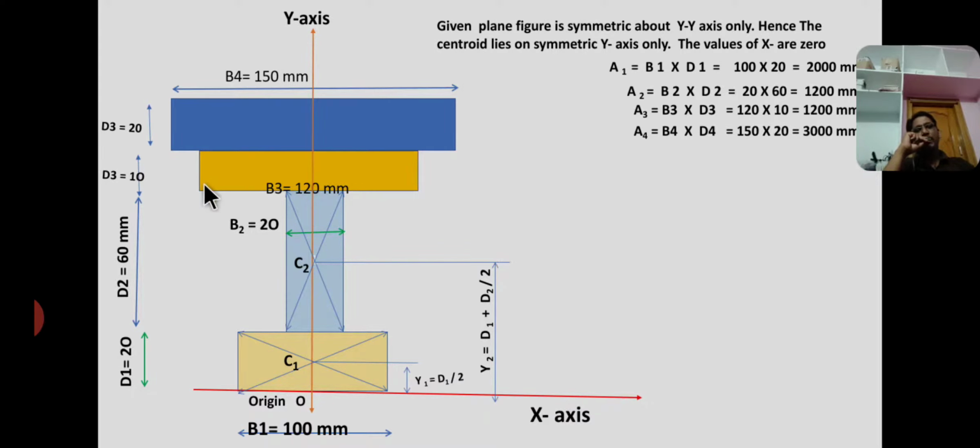Now I am drawing the diagonal lines for section 3. C3 is the centroid of the third rectangle. It also lies on the y-axis. That means x3 equals 0 and y3 equals the base d1 plus base d2 plus half of the height d3. That is, y3 equals d1 plus d2 plus d3 by 2.